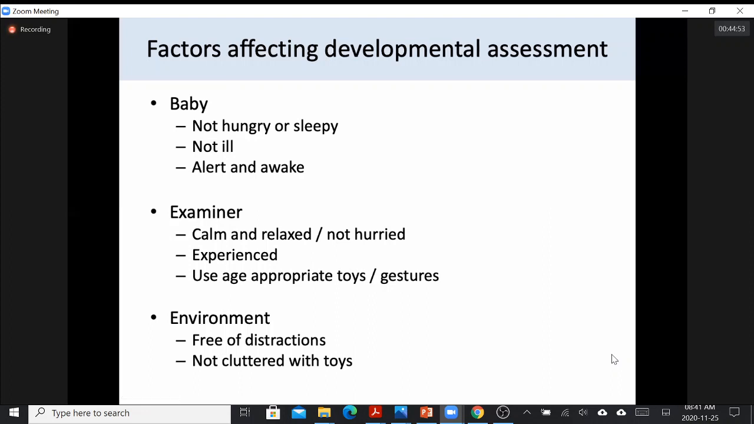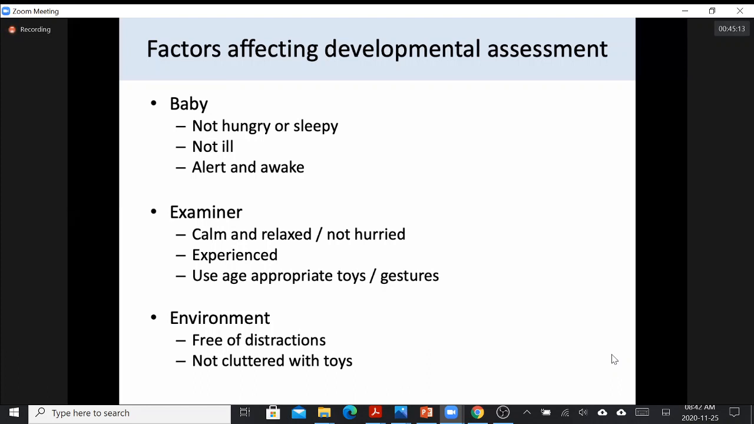Ideal time is midway between feeds, right? Not soon after a feed, they might sleep. So it may be after they wake up and they are alert. Again, the examiner should not be in a rush. If I have 10 minutes for a meeting, I shouldn't undertake to do a development assessment at that time, because I'll be looking at my time, right?